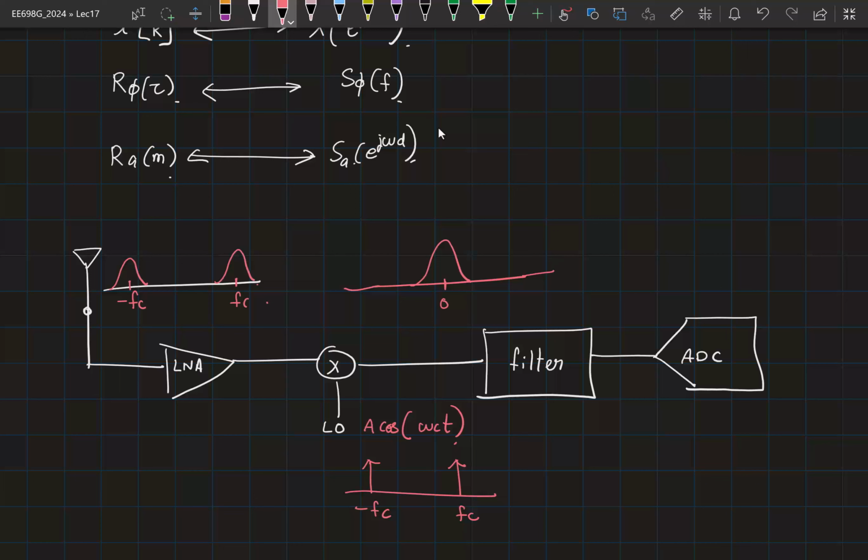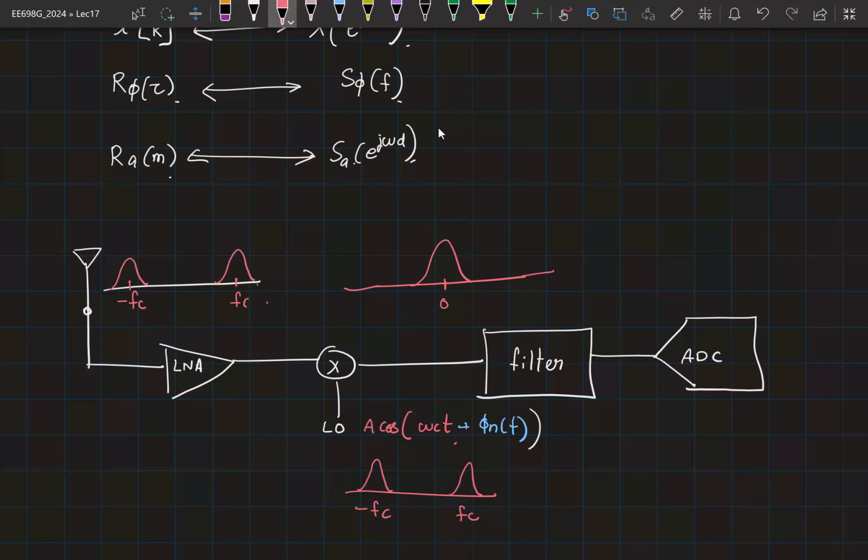Now imagine, instead of having A cos omega ct, you had A cos omega ct plus some phase noise. And then intuitively we said that in the presence of phase noise, basically the power now has to spread around fc. So if you were looking at the PSD, instead of seeing impulses there, you would see something like this.